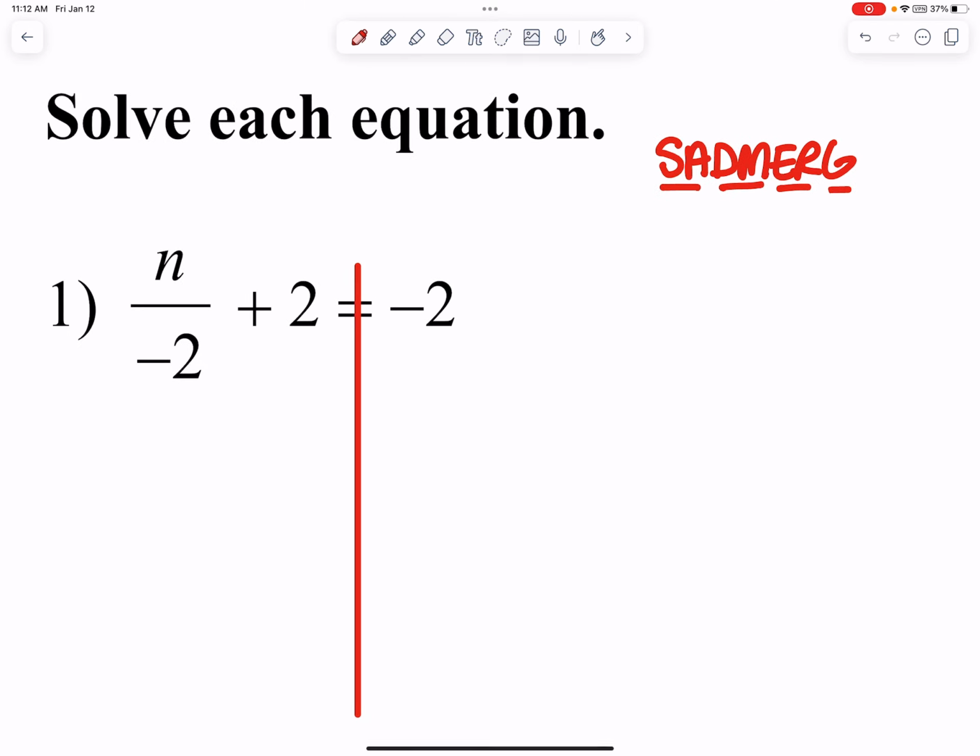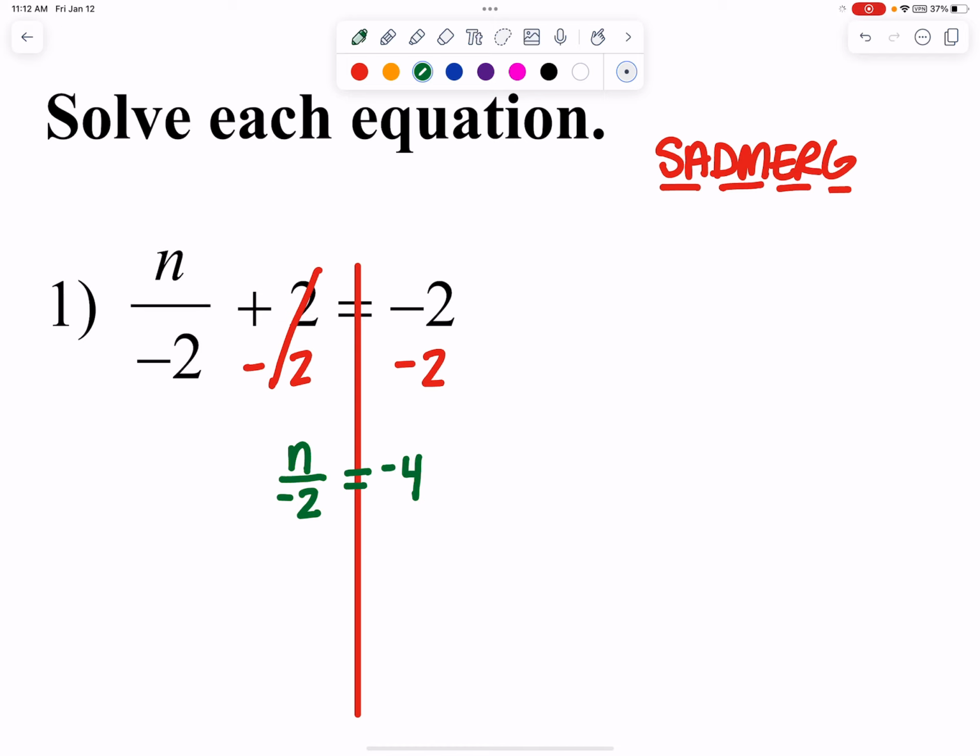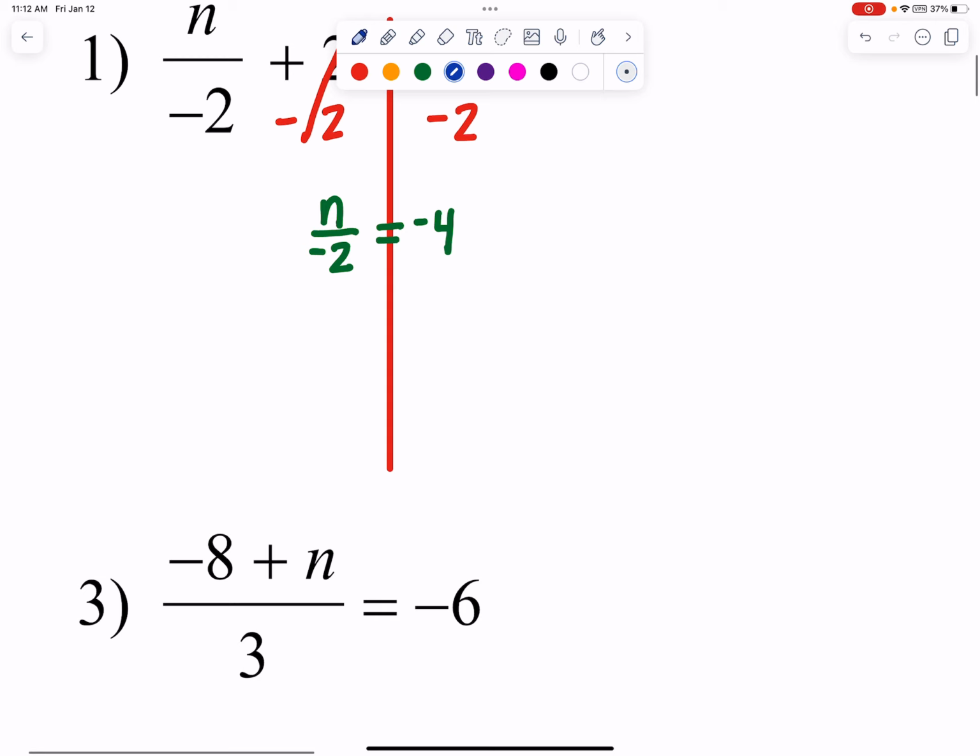Okay, I see addition, subtraction, so I'm going to subtract 2 to both sides. Always get in the habit of crossing things out as we go. And then you need to bring everything down nice and neat. So we have n divided by 2 equals a -2, and a -2 is a -4. Just be careful with all your integer stuff. I have an n divided by 2, so opposite would be multiply by -2 to both sides.